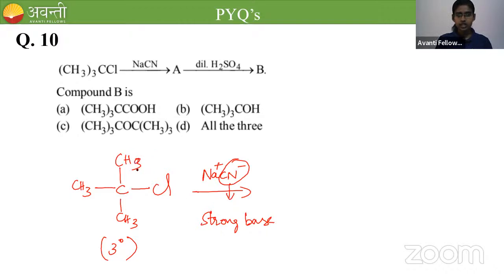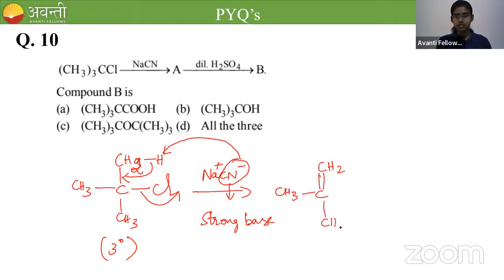So I'll take this hydrogen. I'll write this as CH2 and H. So the cyanide CN minus will go and take this hydrogen. The bond shifts here and the C-Cl bond breaks and Cl goes out. What you are getting is CH3, C, double bond, CH2 and CH3. So HCl goes out from the reactant. Okay, so this is compound A.